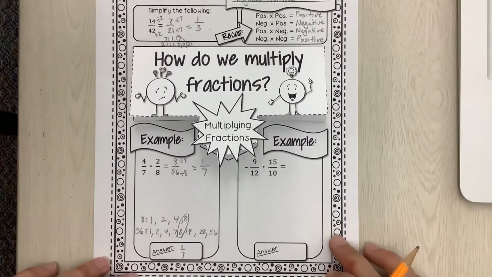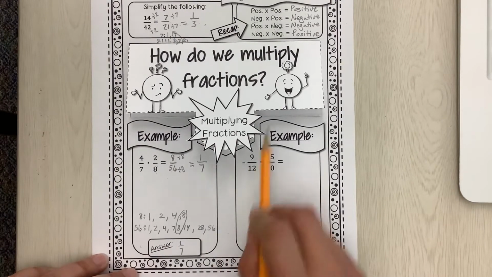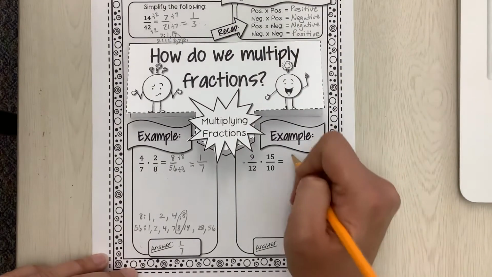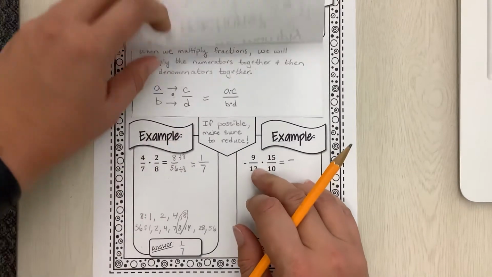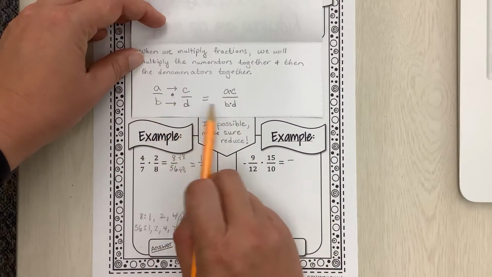All right, so let's look at the next one as an example. I see 1 negative times 1 positive, so my answer is going to be negative. I'm going to go ahead and just bring that negative right on over. Now, we know for multiplying fractions, we're going to multiply the numerators together, and we're going to multiply the denominators together.